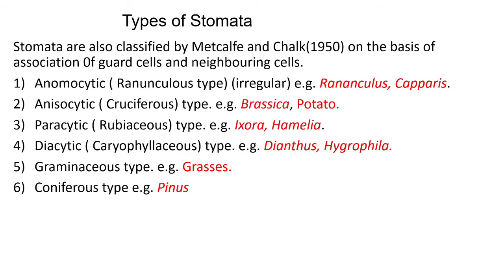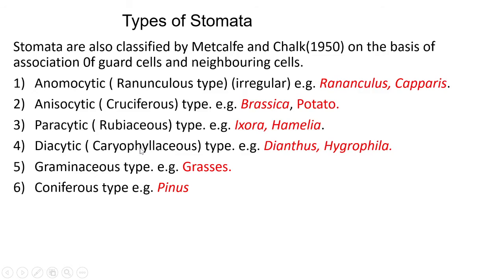Now the next type of stomata classification is according to Metcalfe and Chalk in 1950, on the basis of association of guard cells and neighboring cells. These are anomocytic, also called ranunculus type or irregular. Example, Ranunculus and Capparis. Second type of stomata is anisocytic, cruciferous type, example Brassica and Potato. Third one, paracytic, Rubiaceous type, example Ixora and Hamelia.